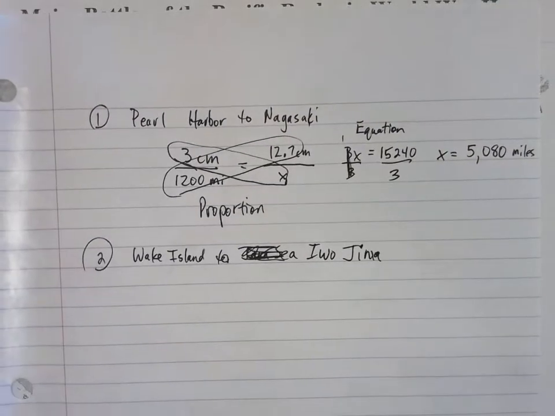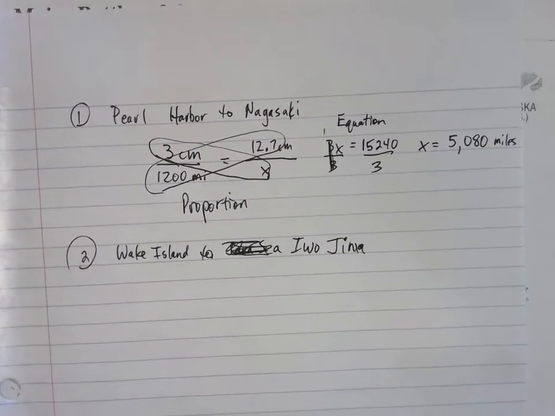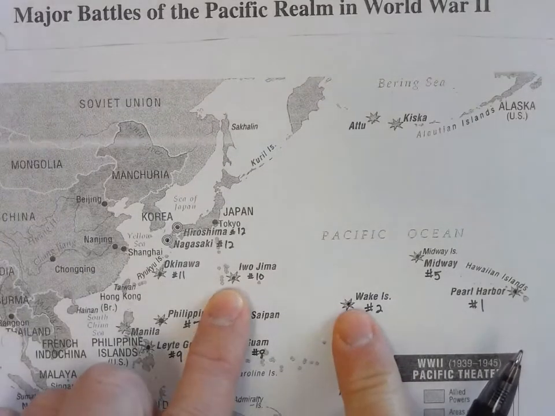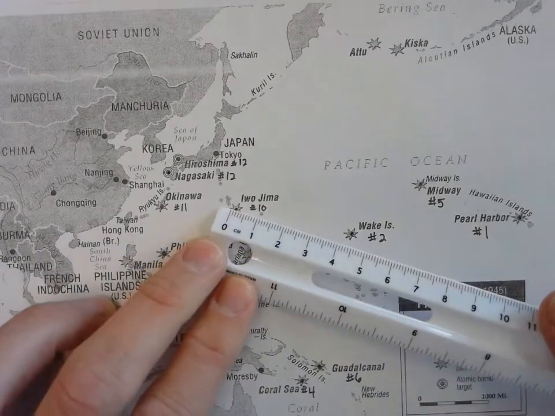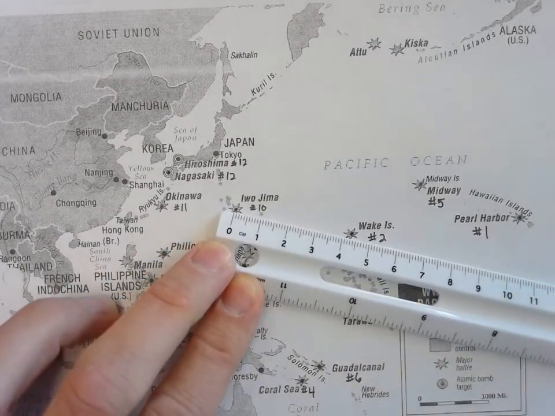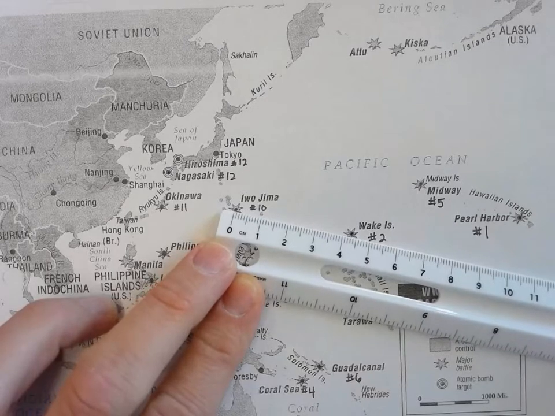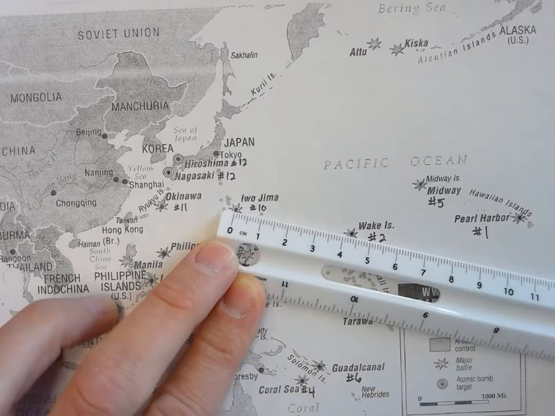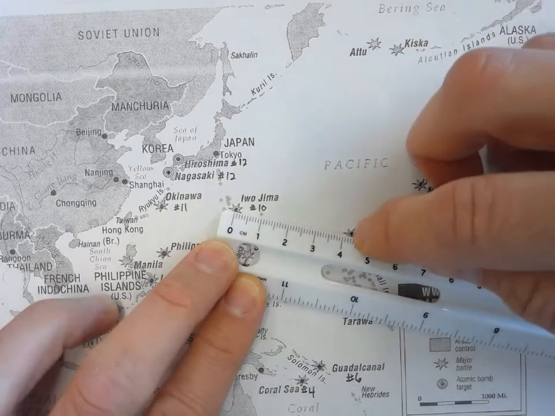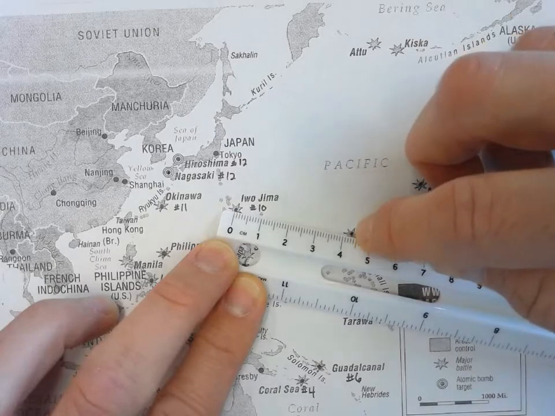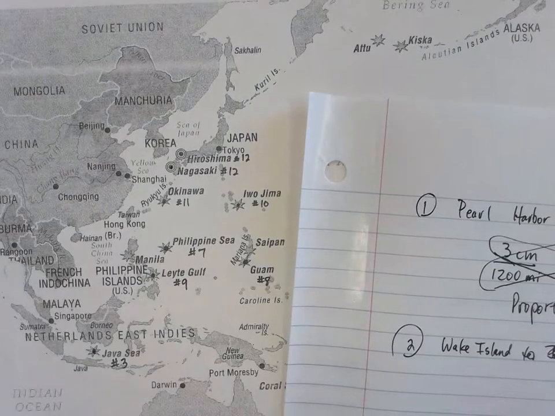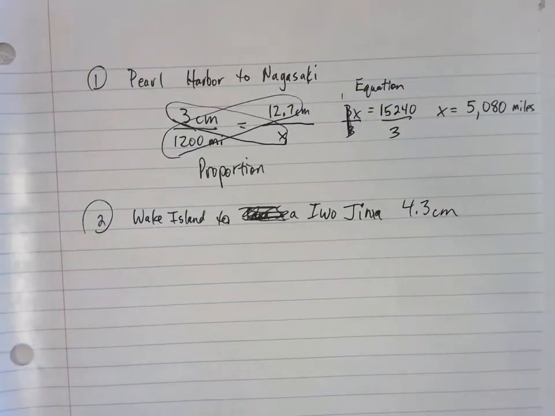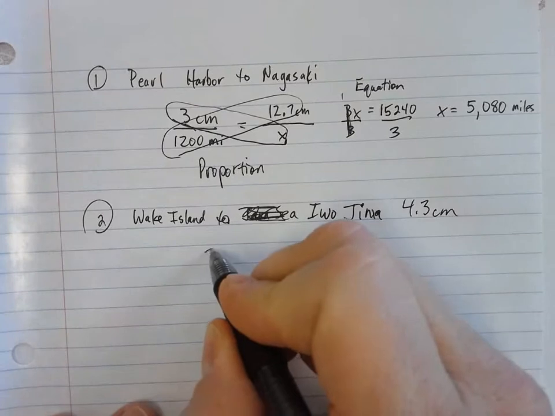All right, let's go Wake Island to Iwo Jima instead. Iwo Jima is right here. We've got that little battle dot at Iwo Jima and that little battle dot at Wake Island. That looks like it is 4.3 centimeters. 1, 2, 3, 4, and right there, 4.3 centimeters between Wake Island and Iwo Jima. Now I'm going to set up my proportion, so you want to write down the scale first.